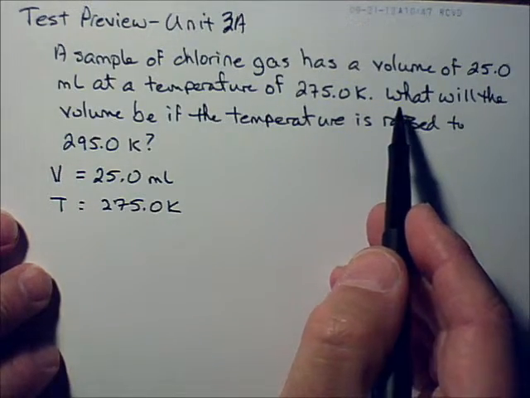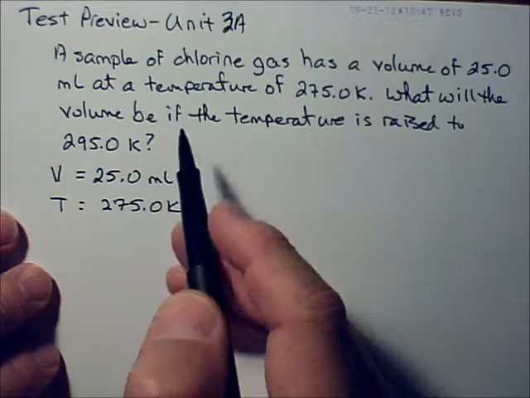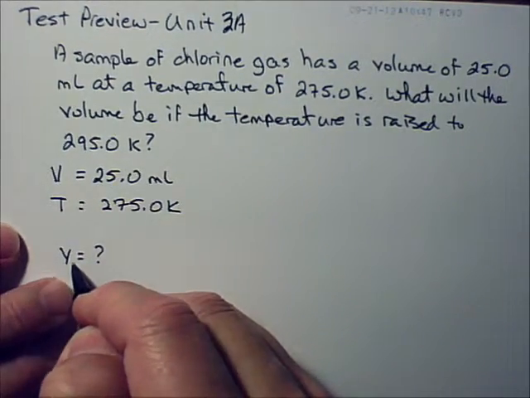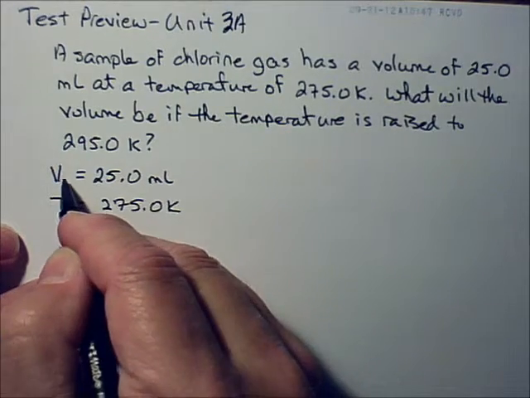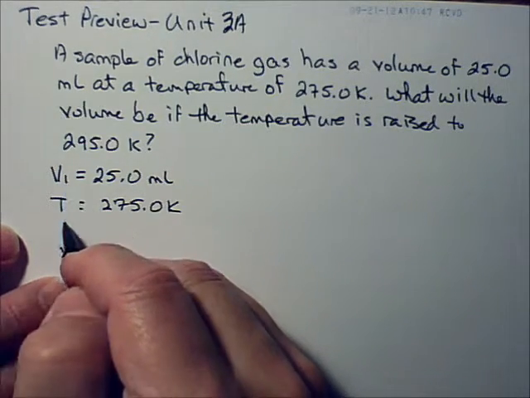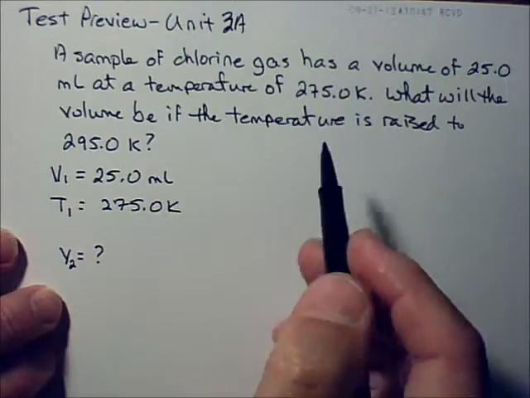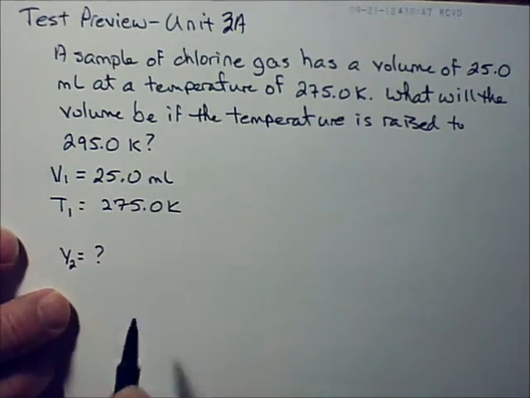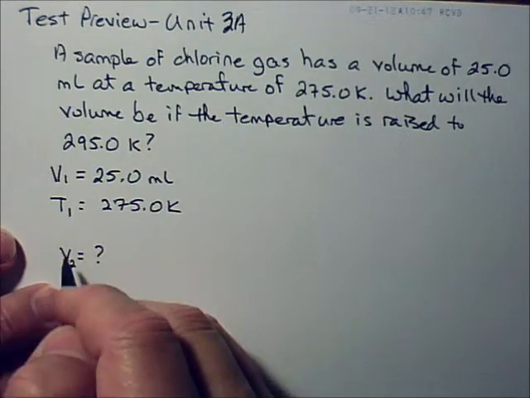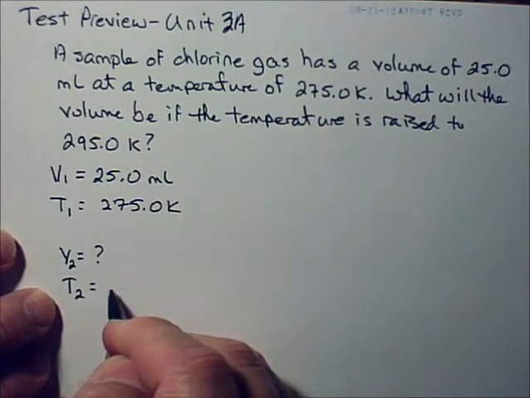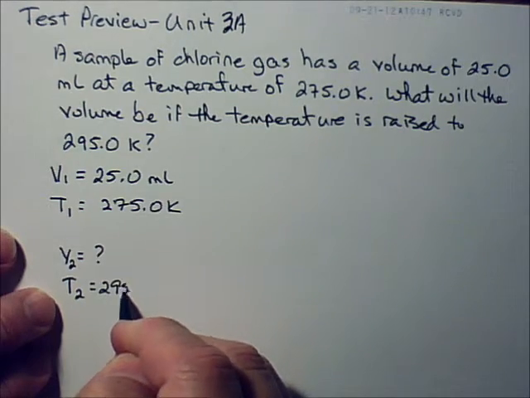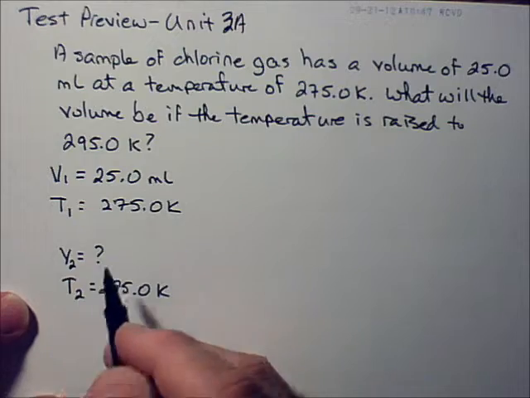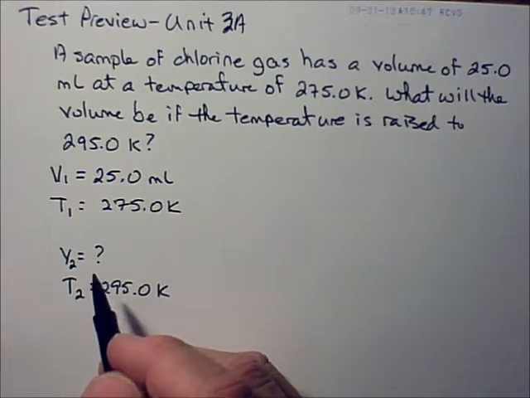Then the question is asked, what will the volume be? We're looking for a volume we don't know, so this must be a second volume, making the first a volume one. Since this temperature goes with that, it's temperature one. What will the volume be if the temperature is raised to 295.0 K? That's a second temperature. So we have three values we know and one we don't.